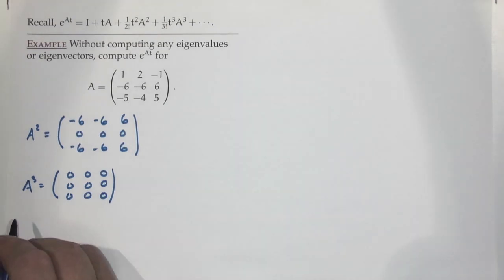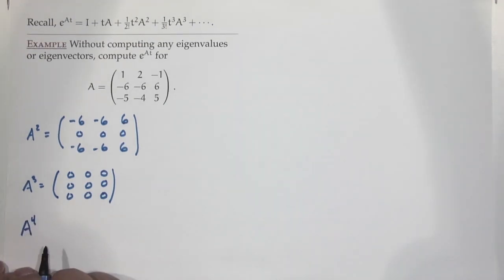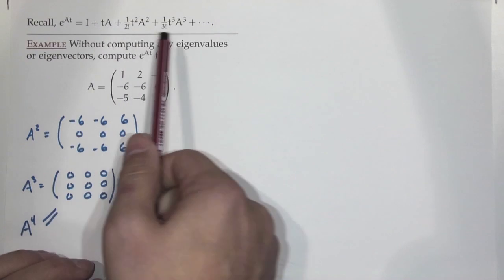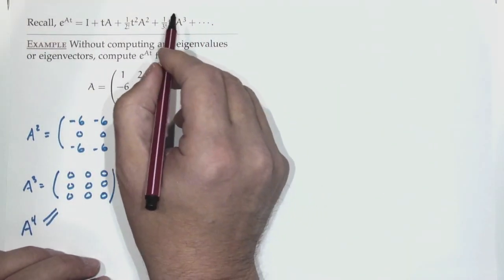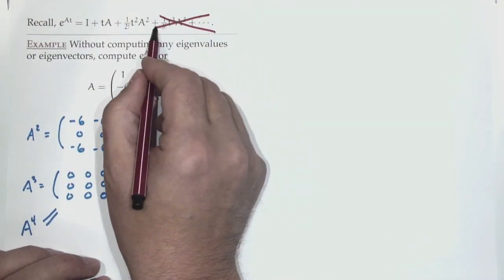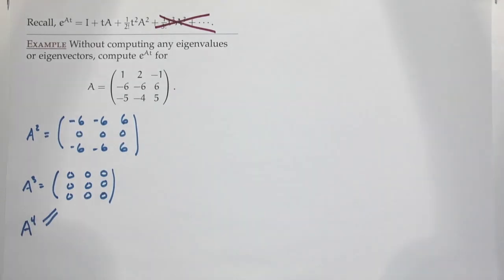A to the 4th. Okay, now I'm not going to work that one out, but what can you tell me about A to the 4th? Yeah, it's also going to be all zeros. In fact, what's going to happen for the rest of the powers of A? They're all 0. So we say, oh, this is good. In fact, all that stuff from the A cubed term on disappears.